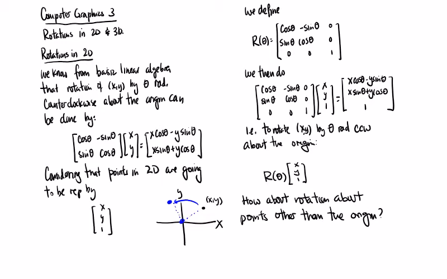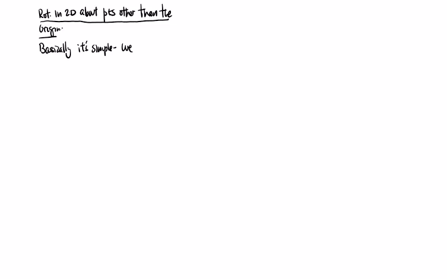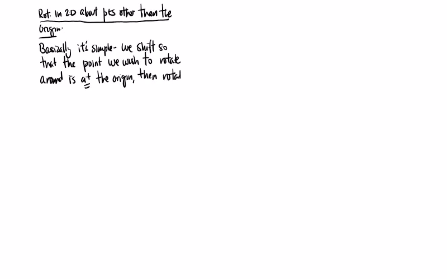So here's the deal. Let me clear the screen and go through that. Rotations in 2D about points other than the origin. The basic idea is very simple. What we do is we shift, we rotate, and we shift back. So we shift everything so that the point of rotation, the point we want to rotate around, is at the origin. Then we rotate, then shift back.